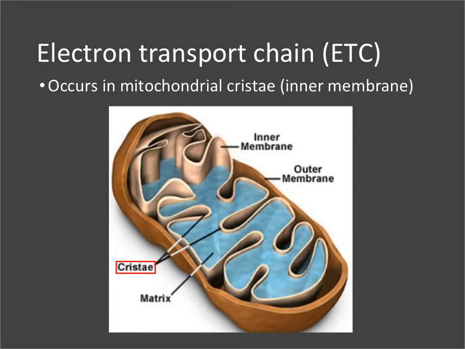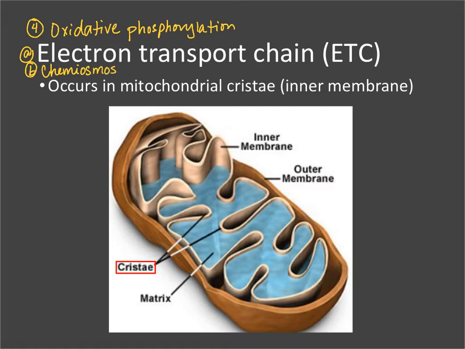So now we're moving on to the fourth major step of aerobic respiration. And the fourth step, altogether, we call oxidative phosphorylation. But remember that oxidative phosphorylation actually occurs in two separate steps. And so the first step is the electron transport chain. And then the second step, I'll go ahead and put it here, is called chemiosmosis. And we'll talk about that a little bit later.